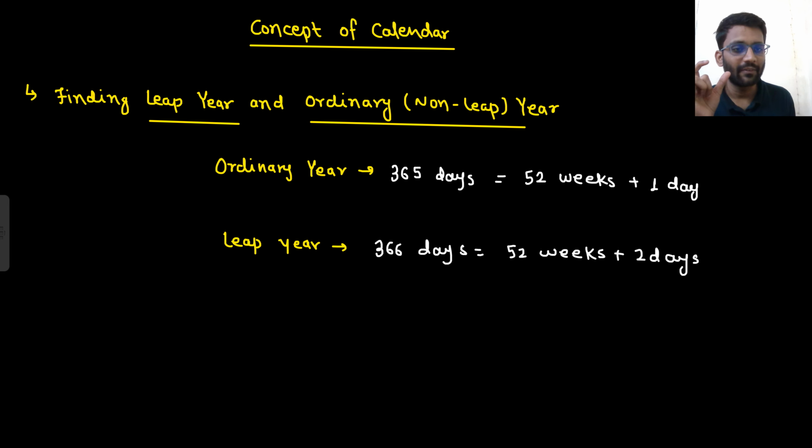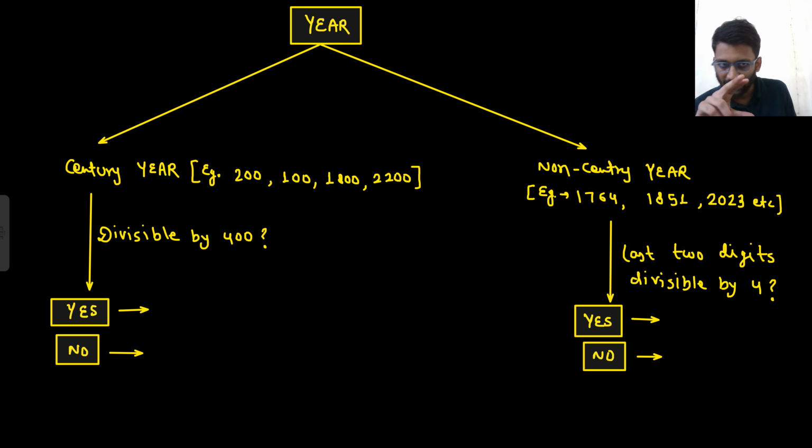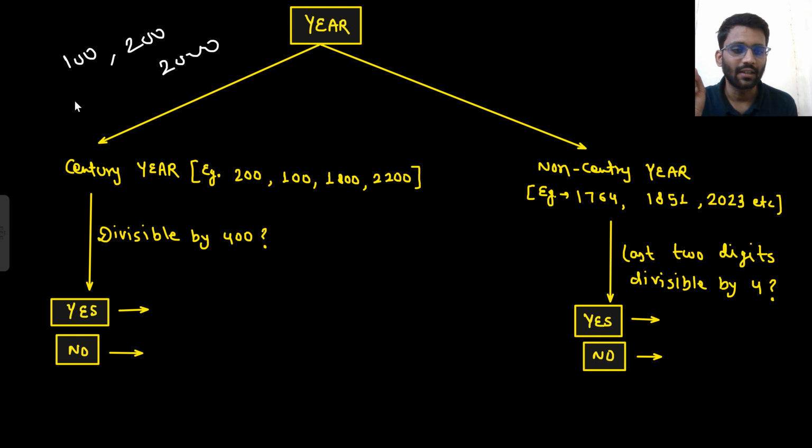So how do you determine whether a particular year is a leap year or not? The year would be given to you. First thing you need to see is whether it is a century year or not. What do you mean by century year? The year should be divisible by 100. That's it. Century means 100. So 100 is a century year. 200 is a century year. 2000 is a century year. 5000 is a century year. Tell me, is 2010 a century year? No, it is not a century year. It is not completely divisible by 100.